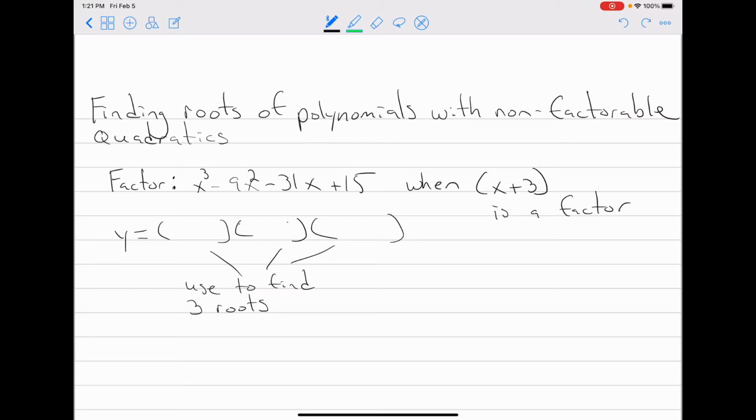Finding roots of polynomials with non-factorable quadratics. That's a lot to say. But basically what I'm saying is, what happens is after you take that first root and you divide it through, if you get a quadratic that you can't factor, well, let's find out. So write this down. Go ahead and factor this.